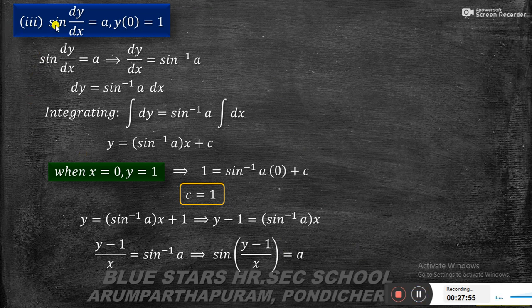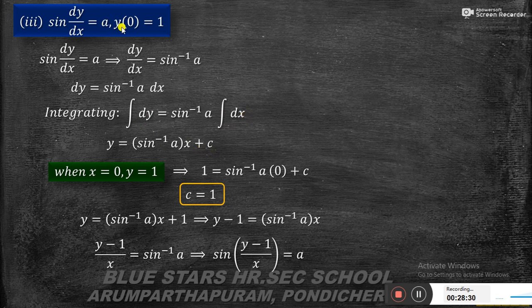Third subdivision: sin(dy/dx) = a, y(0) = 1. So dy/dx equals sine inverse a. Taking the cross multiplication, dy = sine inverse a dx. Integrating on both sides, integral dy = sine inverse a times integral dx. Therefore y = sine inverse a times (x + c).